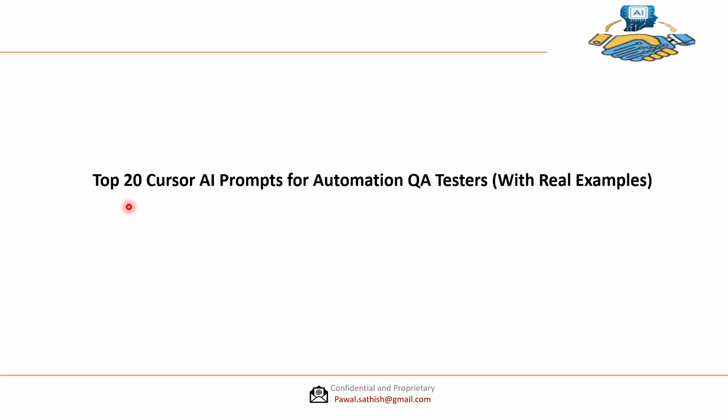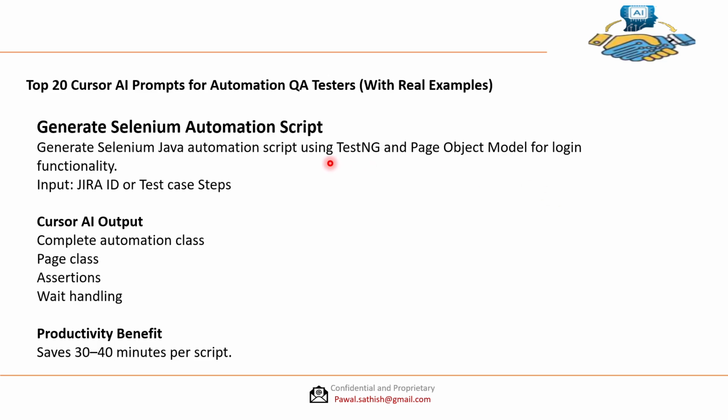Today's session, we'll see the top 20 Cursor AI prompts for automation QA testers with real-time examples. In the last session, we already saw how we can convert one of the acceptance criteria into an automation script. Today we'll see the top 20 Cursor AI prompts that every automation QA tester should know, so that it increases productivity every day. So first, we'll start with the first prompt.